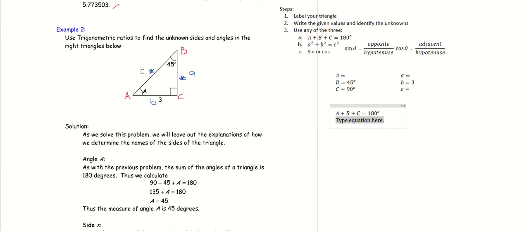A plus B plus C equals 180. So, we have A, diretso na natin. Alam niyo na may algebra dito, di ba? Minus B. Minus 90. So, we have 180 minus 45 minus 90 is 45. So, we have 45 degrees here.